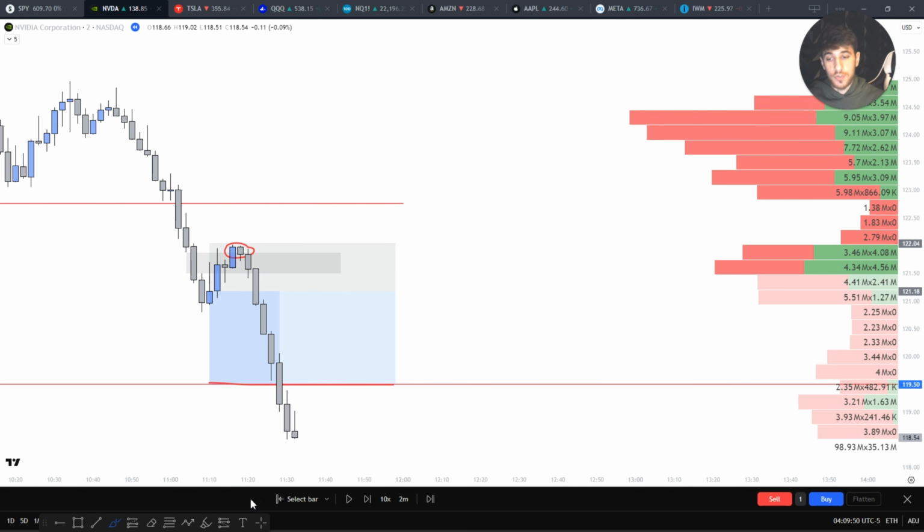And it's really important, especially when you're trading a small account, to take these things into account, because we don't have too much room for error there.